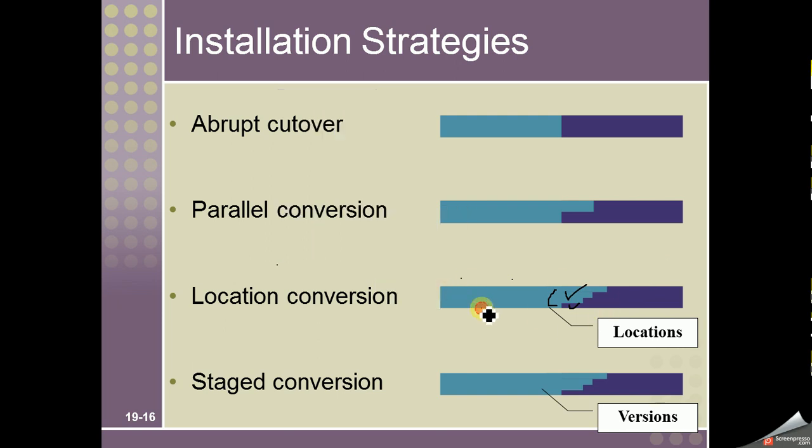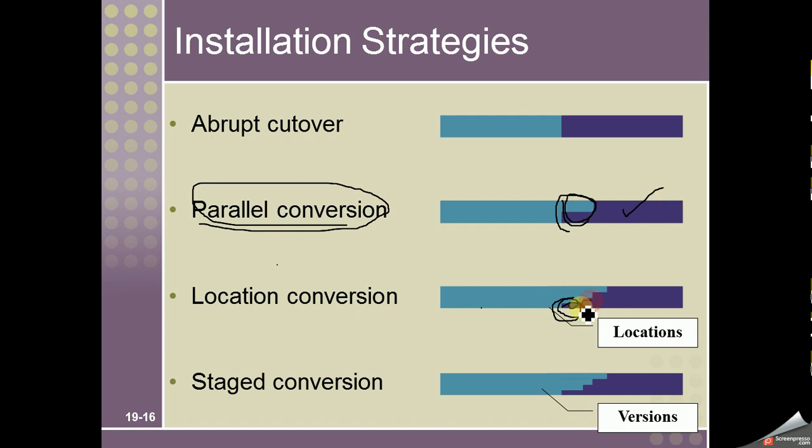One thing more, that we can also mix the strategies. What do I mean by that? I mean that in the first location, we may use parallel conversion strategy. So in the first location, for some time period, we use both old and new systems. Once we have identified all the bugs and removed them, now we can move to the new system completely.